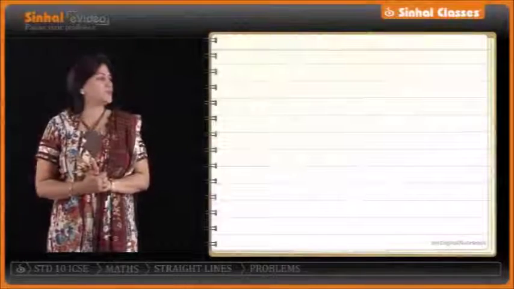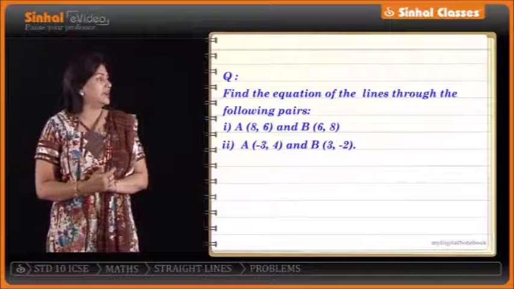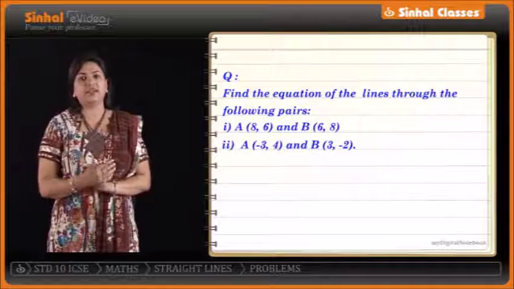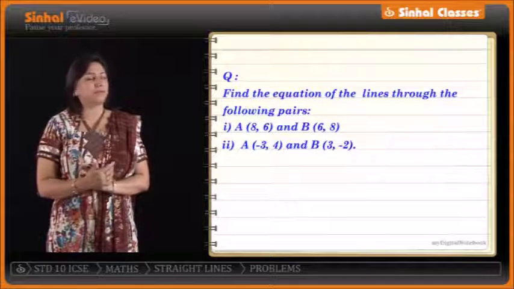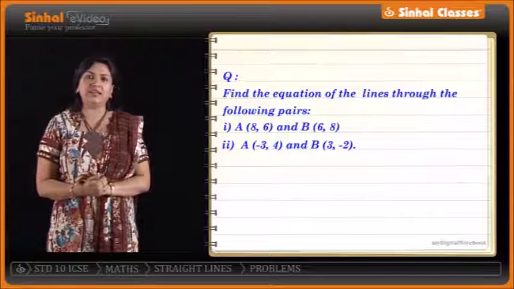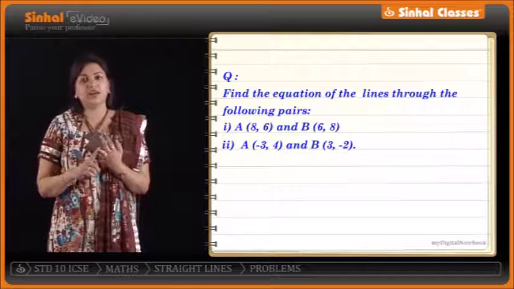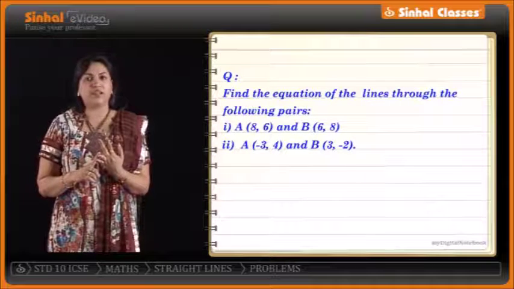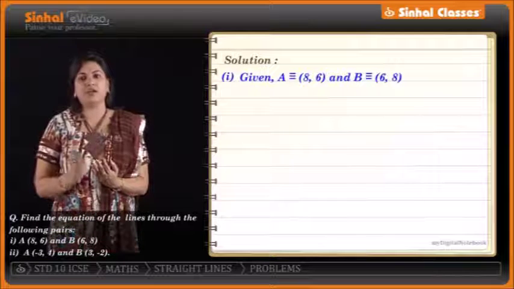Now we have the next problem as find the equation of the lines through the following pairs. We are given the coordinates of points A and B. Now we want to find the equation of the line. So we need to have the slope of the line and we need to have at least one point on the line. We have one point. We can take either A or B.